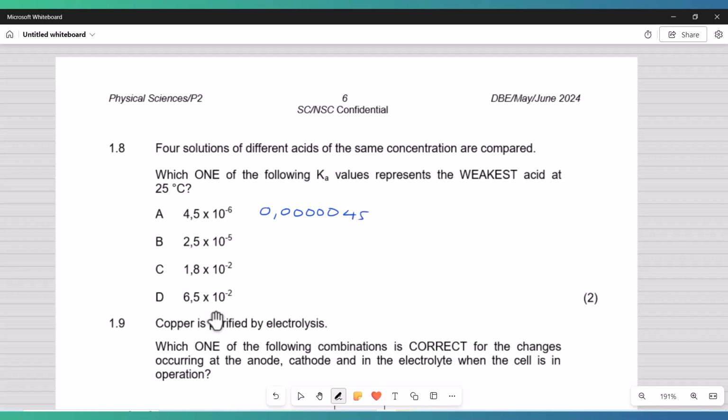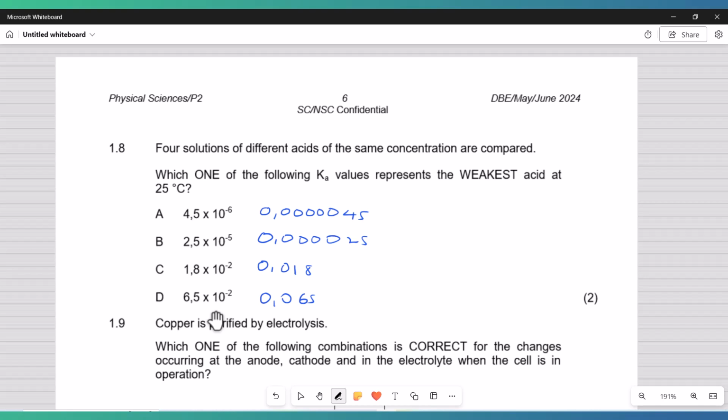What about here? This is power negative 5, so it's going to be 0.0 and how many zeros here? There are going to be 4: 1, 2, 3, 4. Then what comes next is a 2 and then 5. What about here? It's going to be 0.0018. What about here? 0.0065.